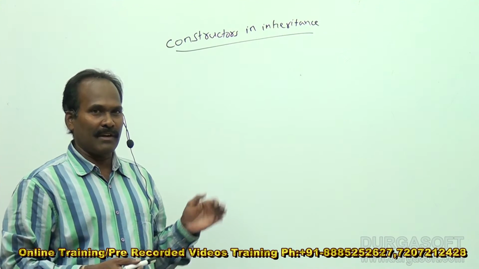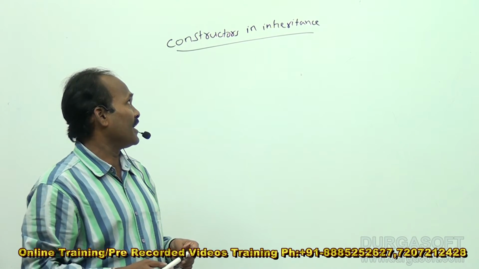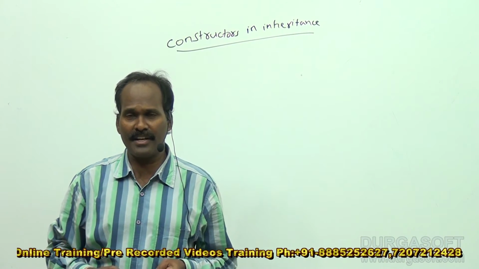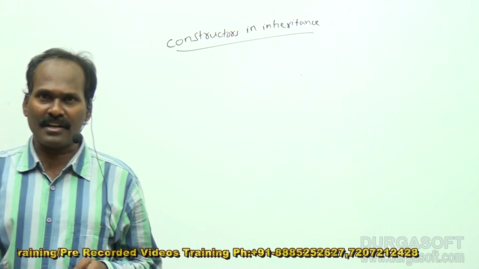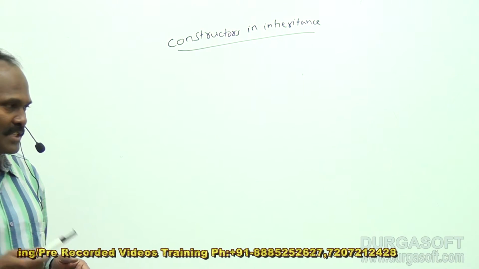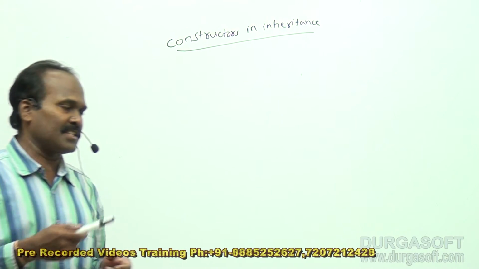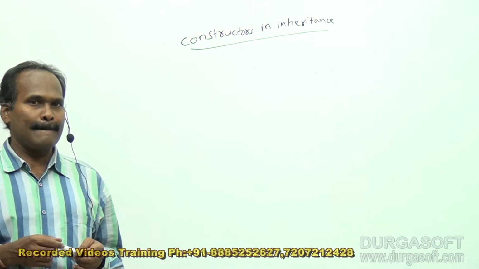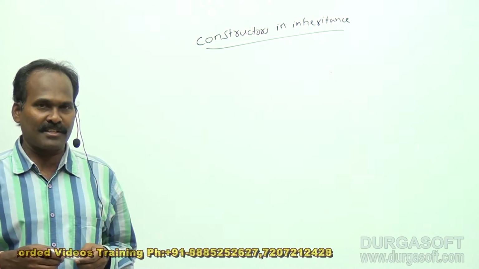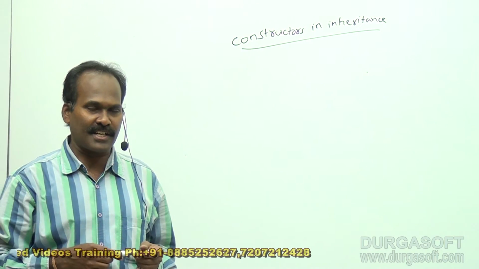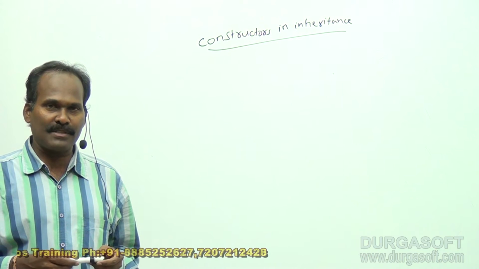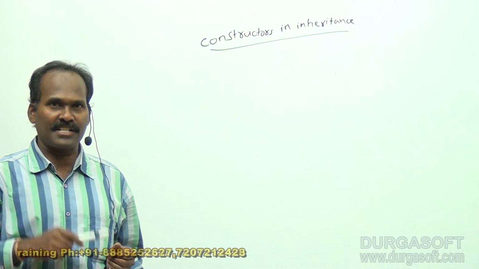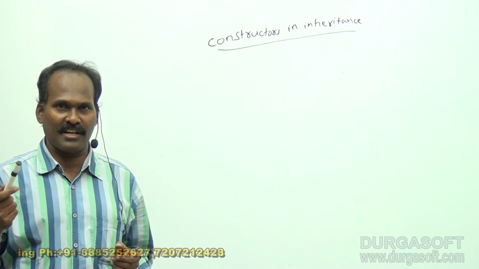So the next topic I will discuss is constructors in inheritance. Suppose a base class contains a constructor, and from that base class, just imagine that one class is created. What is the order of execution of the constructors? If the base class contains a constructor and the derived class contains a constructor, in such a case the base class constructor is executed first, and the derived class constructor is executed next.